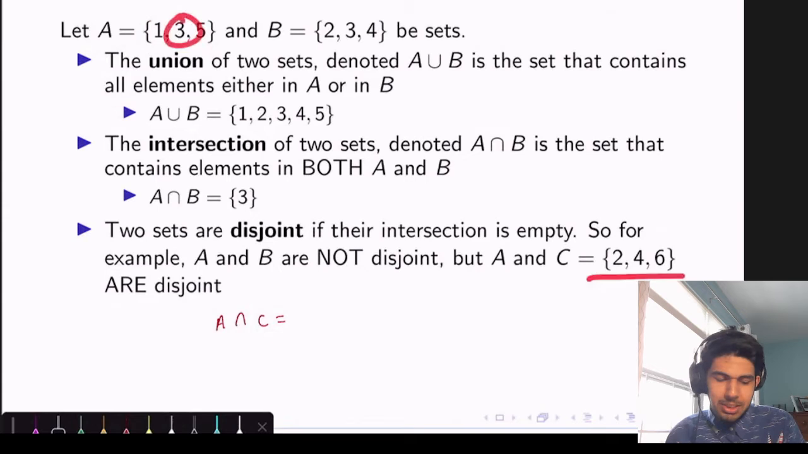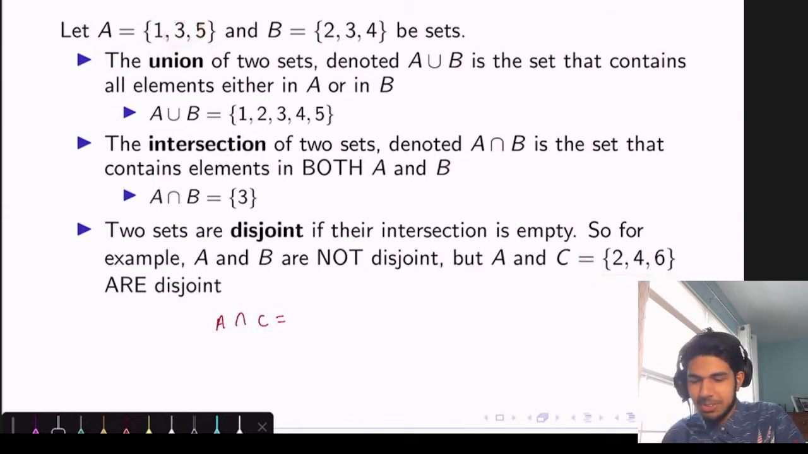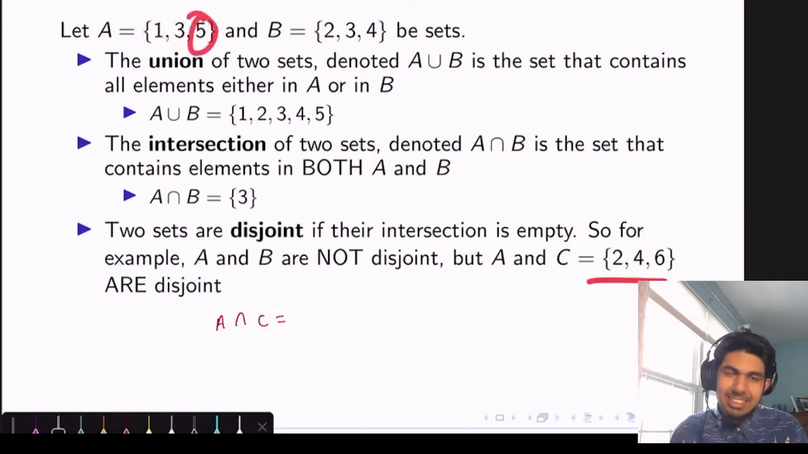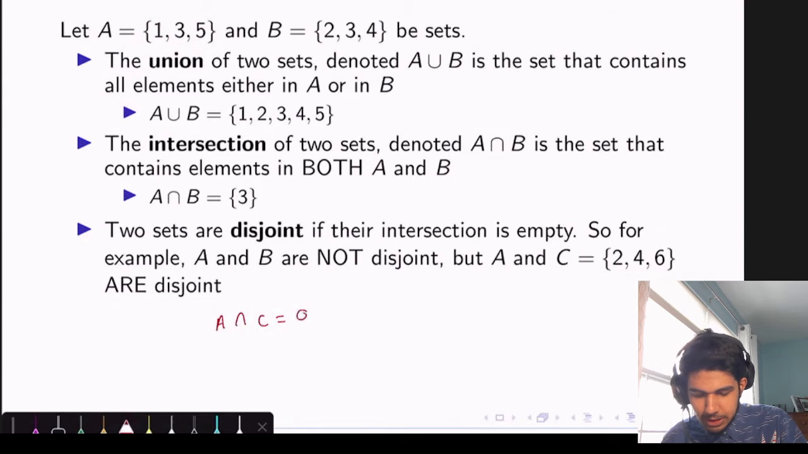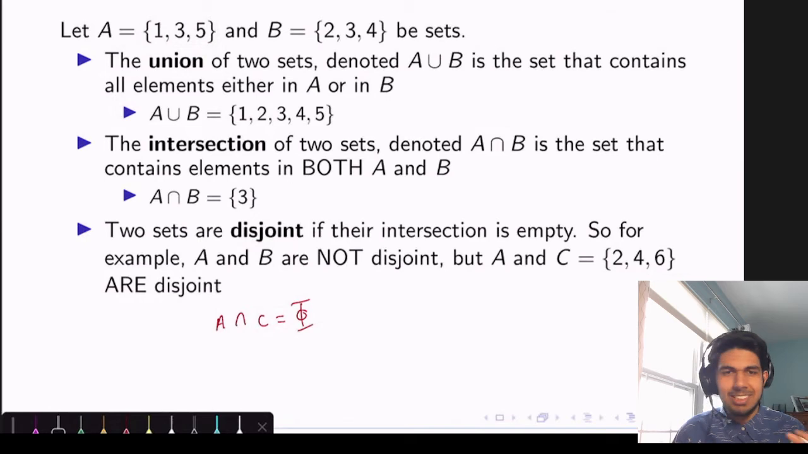Is 3 contained within C? No, so we don't include that. Is 5 contained in C? Also no, so we don't include that. We have exhausted all elements of A, so the intersection of A and C is the empty set. So in that case, those sets are disjoint. Disjoint is a very common word, we'll be using it a lot, so it's helpful to know.